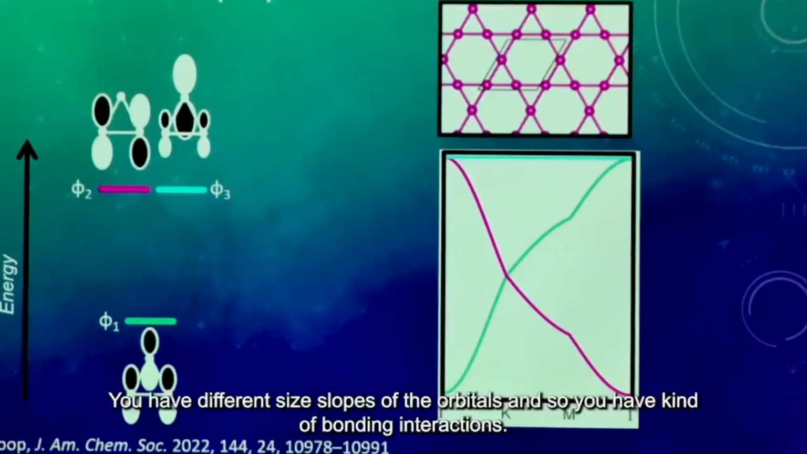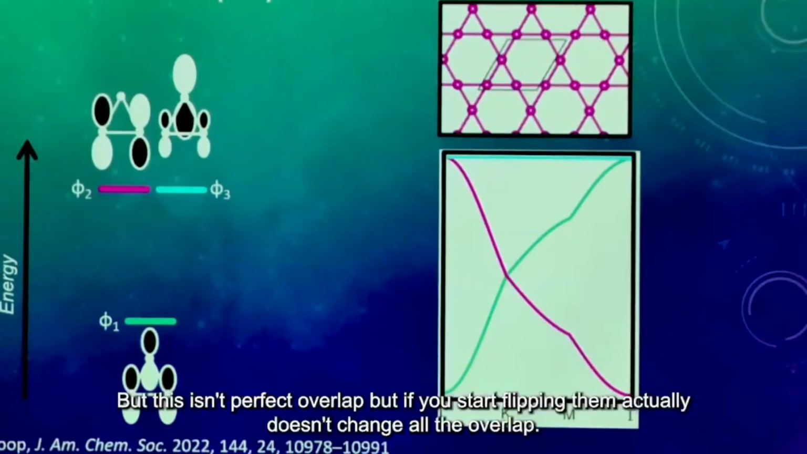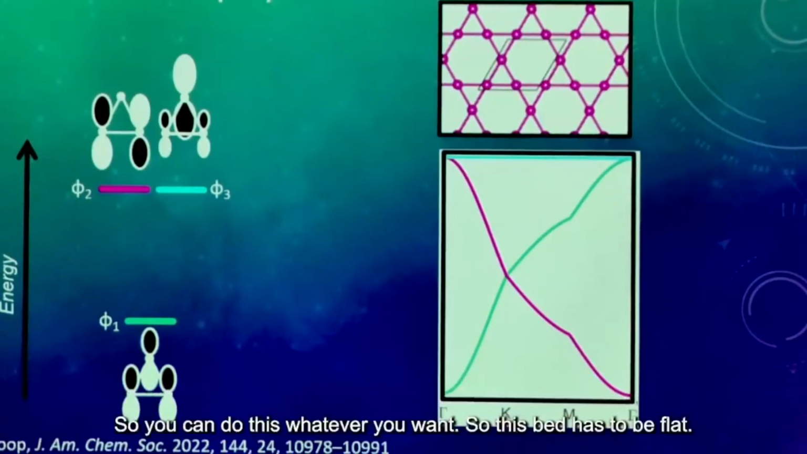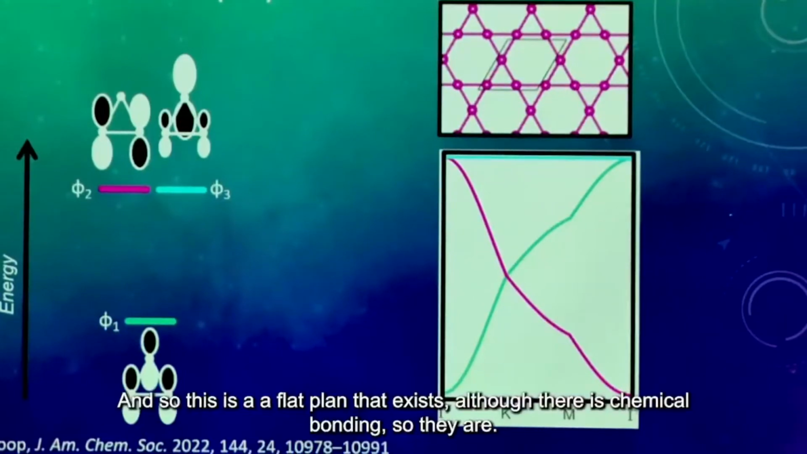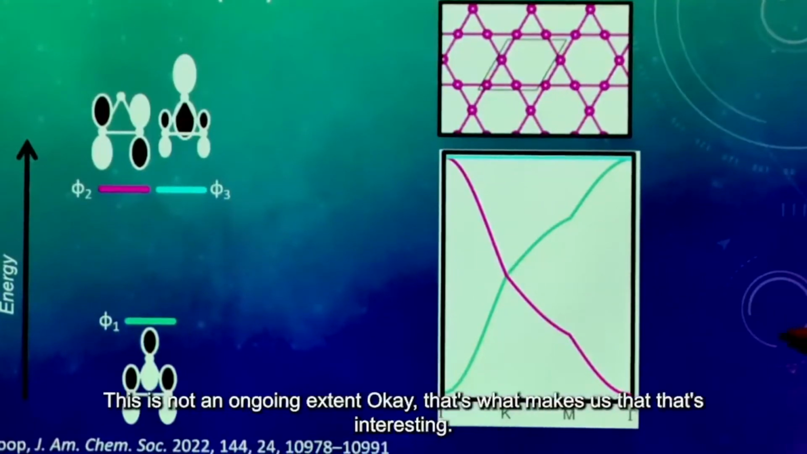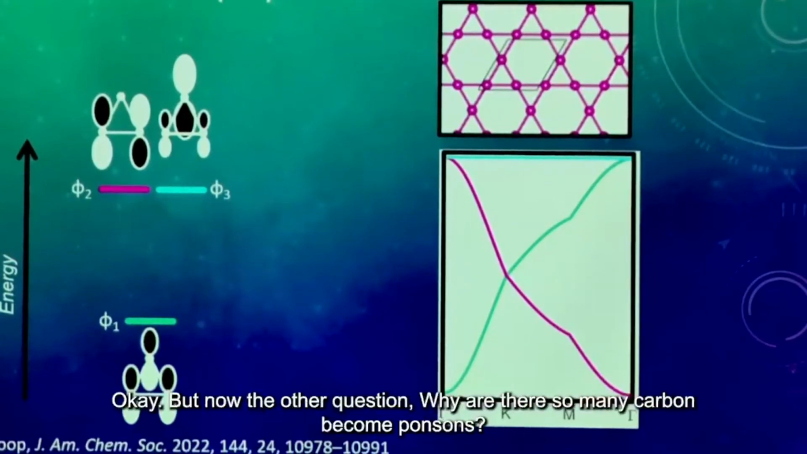And then this one, this is the interesting one. You can kind of see it: you have different sized lobes of the orbitals, so you have bonding interactions, but it isn't perfect overlap. And if you start flipping them, it actually doesn't change how they overlap. So you can do this however you want, so this band has to be flat. And so this is a flat band that exists although there is chemical bonding. So this is not a non-bonding interaction. Okay, that's what makes this flat band so interesting.